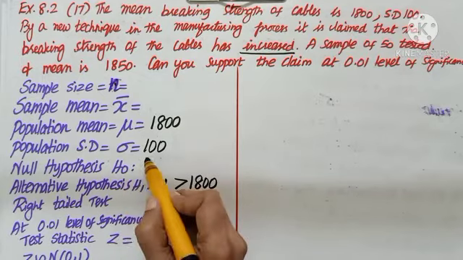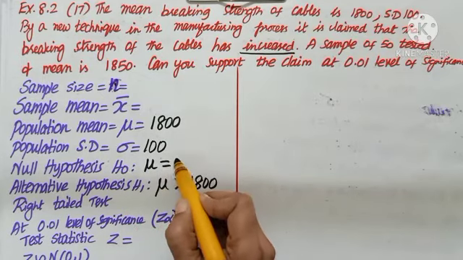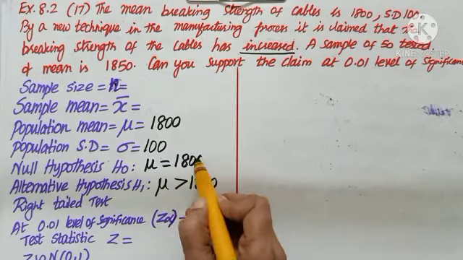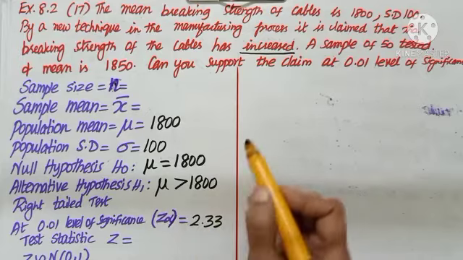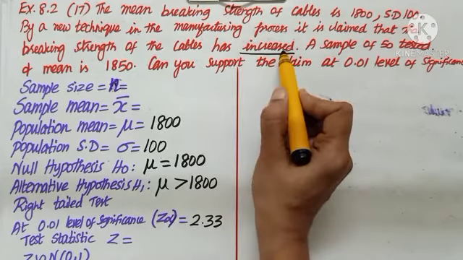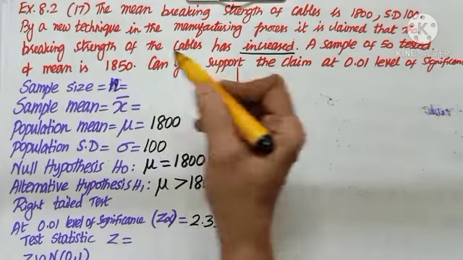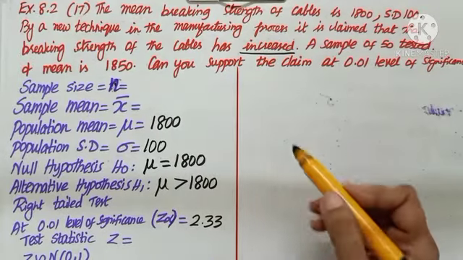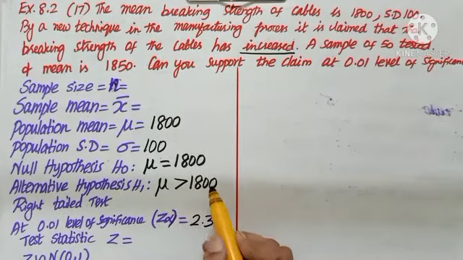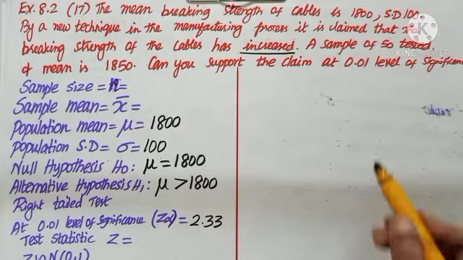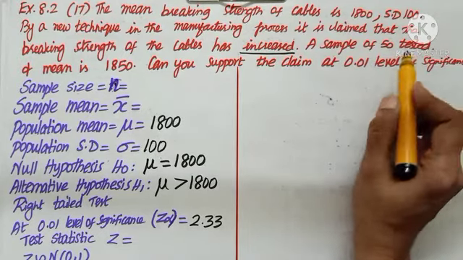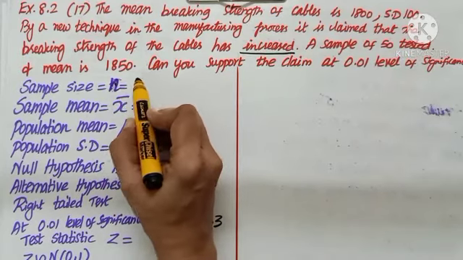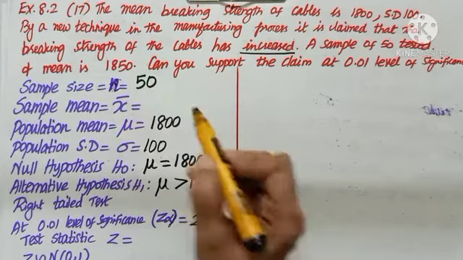So H0, as usual, the null hypothesis mu equals 1800, whereas the alternative hypothesis in this problem, because of the word increased, by a technique they have improved, that is their claim, so mu greater than 1800. A sample of 50 tested. So sample of 50 tells me n value. The sample size is 50.